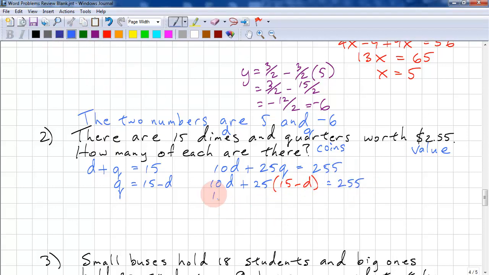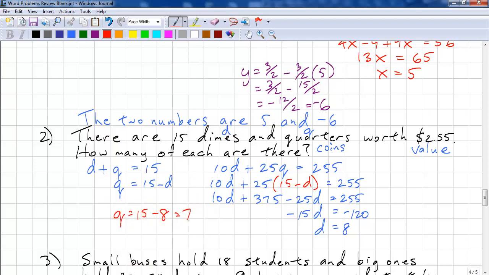Let's expand. 10d plus 25 times 15 is 375 minus 25d equals 255. So collect like terms. Minus 15d equals 255 minus 375. That gives us minus 120. Therefore, d equals 8. 120 divided by 15 is 8. There's two negative signs, so they cancel out. So let's plug this back into here. Q equals 15 minus 8. Therefore, it's equal to 7.